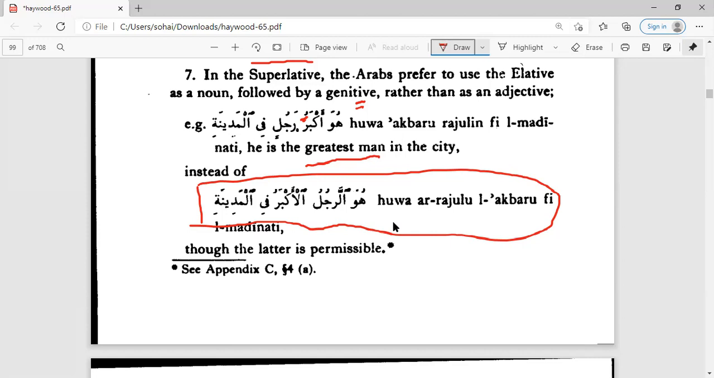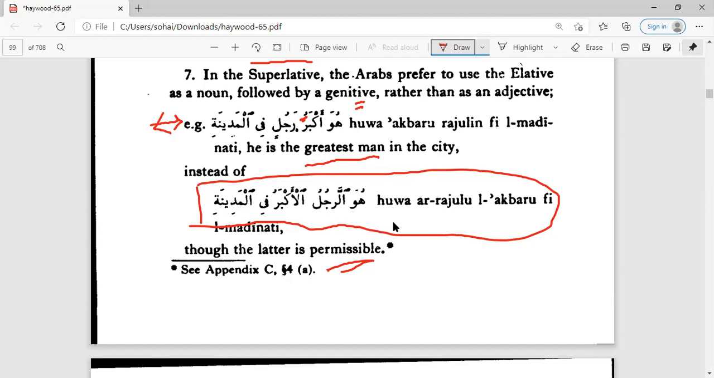Here, this is normally how you say it. If you want to say huwa ar-rajulul akbaru, akbaru still means greater than, or it will still mean the same thing. So it would mean he is the greatest man in the city. The author says it's permissible, but that's not how you normally say it. You normally use the other form.